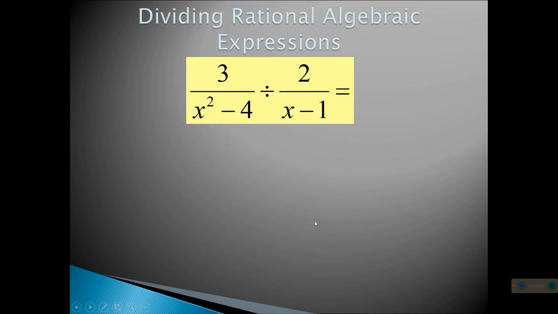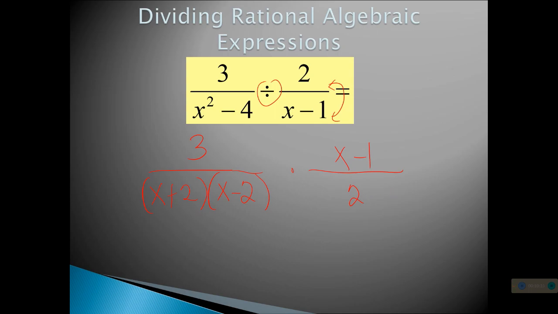Let us have another example. 3 over (x squared minus 4) divided by 2 over (x minus 1). Okay? So, we have here 3 over x squared minus 4, which will be factored as, since it is a difference of two squares, the factors will be (x plus 2) times (x minus 2). Then, change the division sign again to a multiplication sign. Then, flip the second fraction. So, you will have here (x minus 1) over 2.